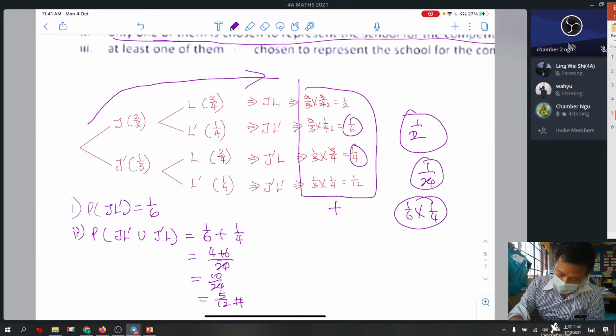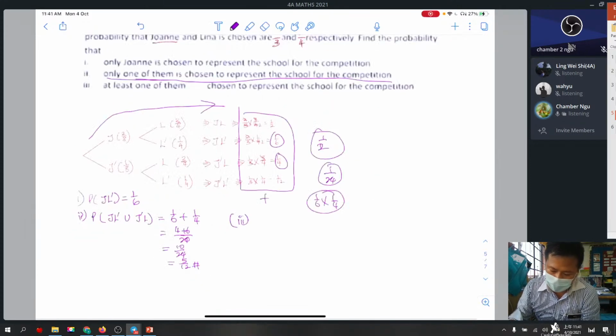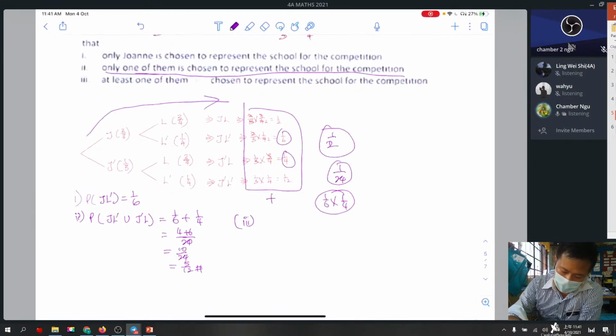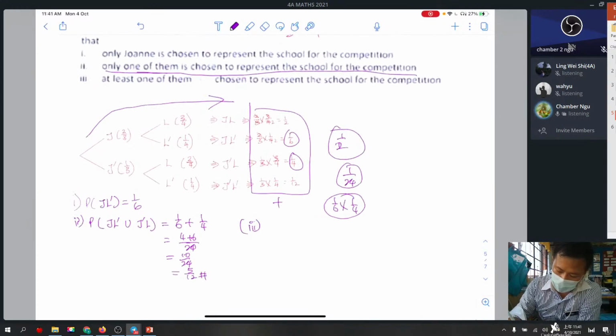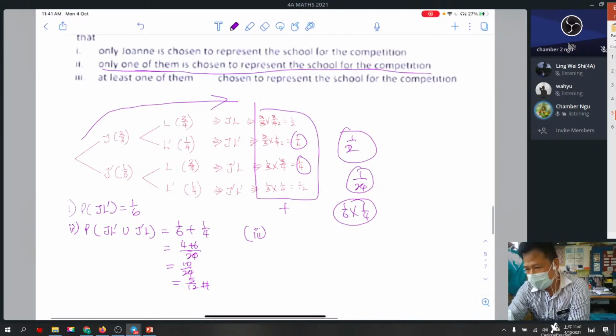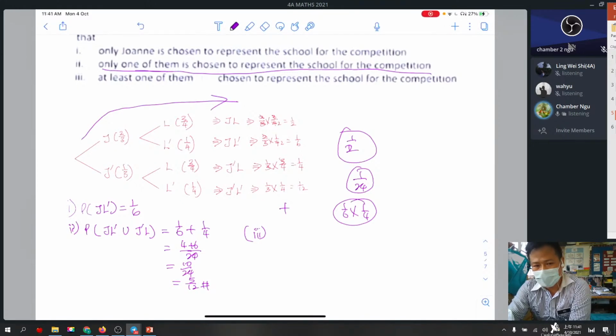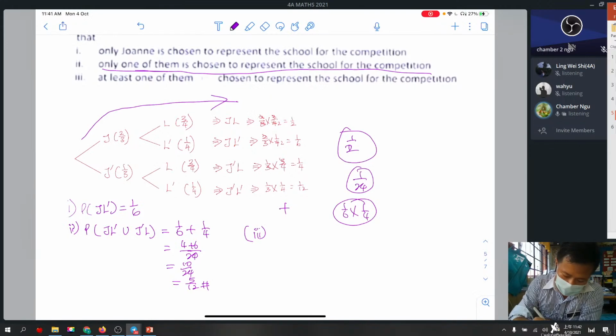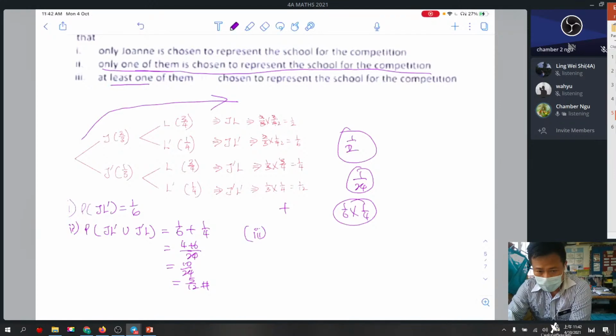Okay. So third. Okay, third one. At least one of them is chose to represent the school. Sekurang-kurangnya seorang dipilih. Apa yang dimasukkan sekurang-kurangnya seorang dipilih? Seorang dipilih ke tidak? Hanya seorang dipilih. Boleh ke tidak? Rebecca, accepted or not? Kalau seorang saja dipilih, apa maksud at least one? Sekurang-kurangnya seorang.